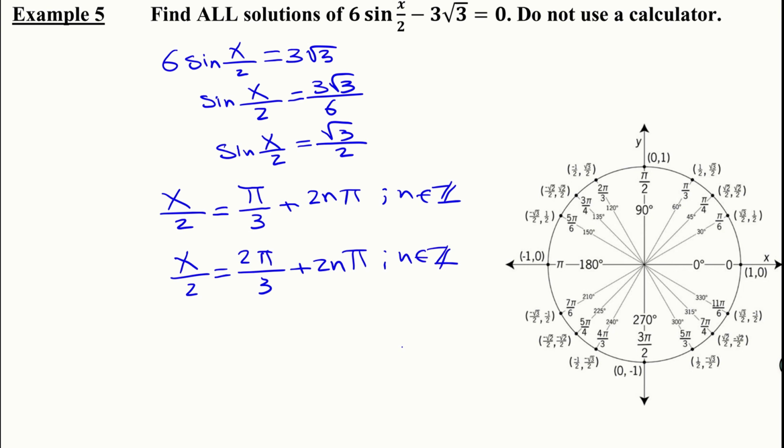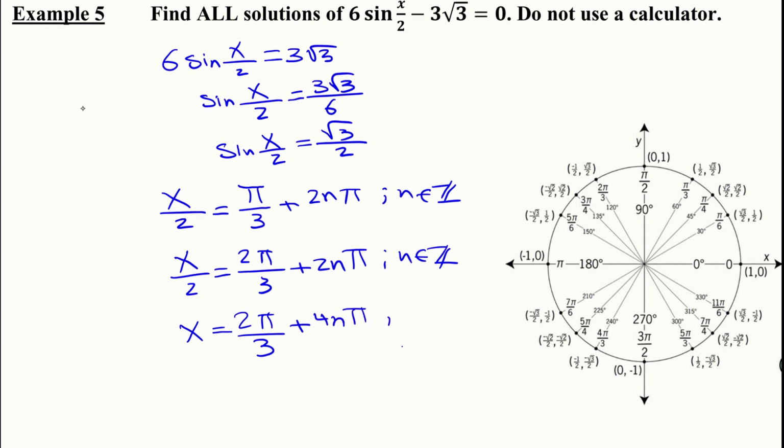So the last thing we need to do is just go ahead and solve for x, because we have solved so far for x over 2. So this time, instead of multiplying by a half, we need to multiply by 2. We need to multiply both sides by 2. So we get either x is equal to 2 pi over 3 plus, be careful here, you have to multiply that by 2 as well. So we get 4n pi for n belonging to Z. And the second equation becomes x equals 4 pi over 3 plus, again double that, 4n pi. And that's for all n belonging to Z.